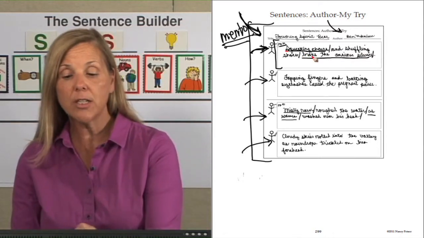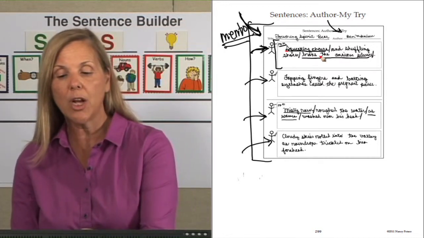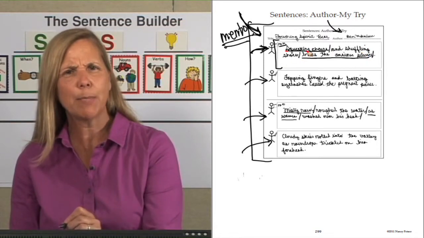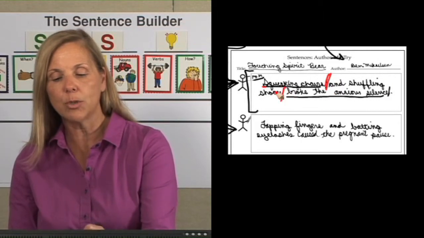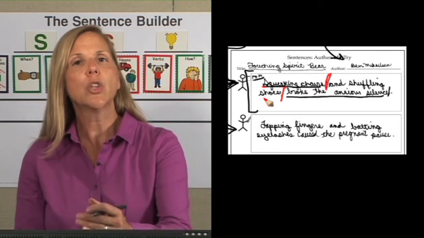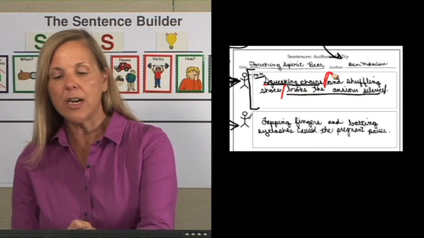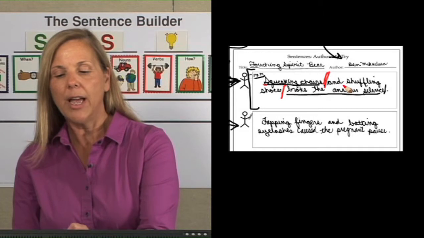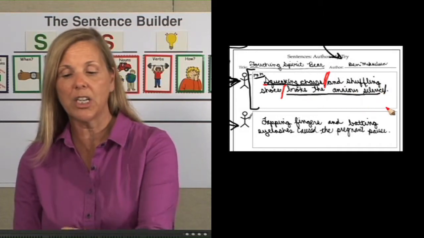Watch. Squeaking chairs and shuffling shoes broke the anxious silence. Who or what are we talking about? Squeaking chairs and shuffling shoes. Let's break that up into two chunks. Squeaking chairs, and shuffling shoes. Even though that was a compound subject, we broke it up into two parts so that when we went to form a new sentence, it was a little easier to do. So squeaking chairs, and shuffling shoes, broke the anxious silence. What did it do? Broke the anxious silence. So we're going to keep that together.